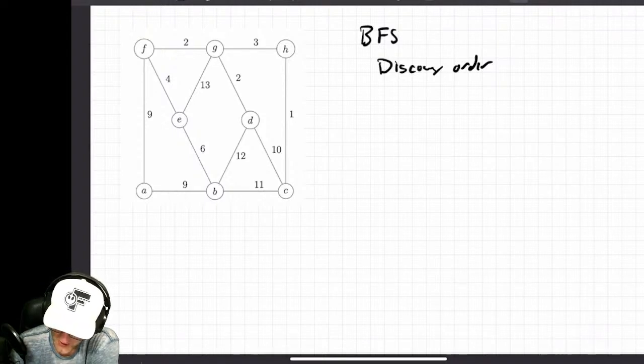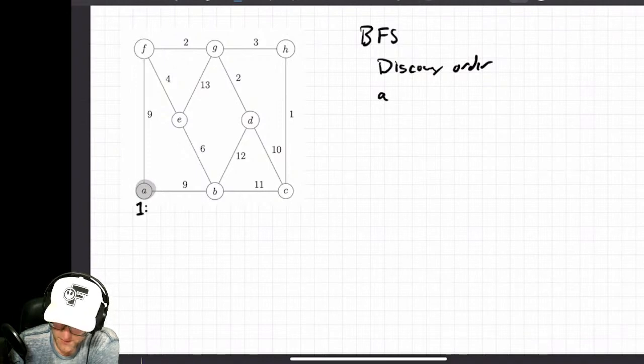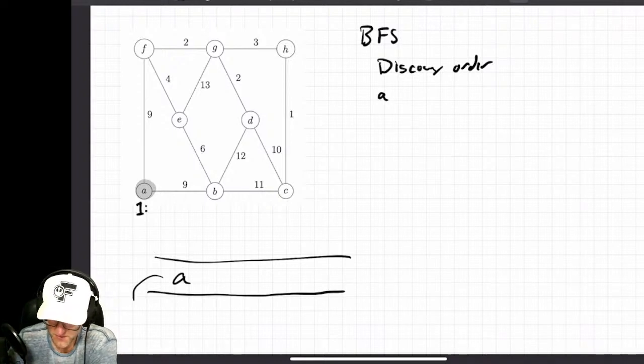Right? So we'll go ahead and go with A here, discovery time 1. And we enqueue it. And I'll go ahead and visualize the queue down here as well. Enqueue it. It's not yet processed. When we dequeue it, that's when we process it.